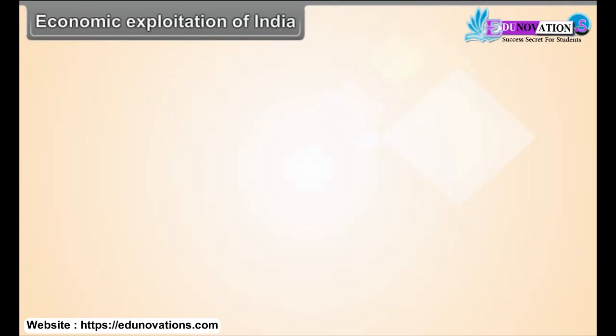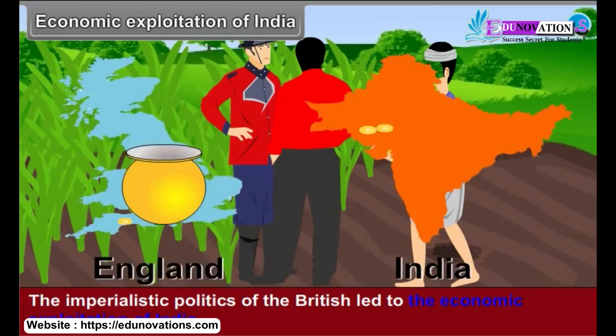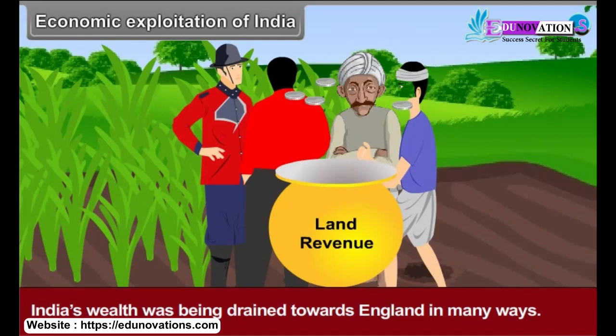Economic exploitation of India. The imperialistic policies of the British led to the economic exploitation of India. India's wealth was being drained towards England in many ways. The middle class was forced to bear the burden of a variety of new taxes. The peasants were crushed by the burden of land revenue. Their wretched condition was made even worse due to famines.